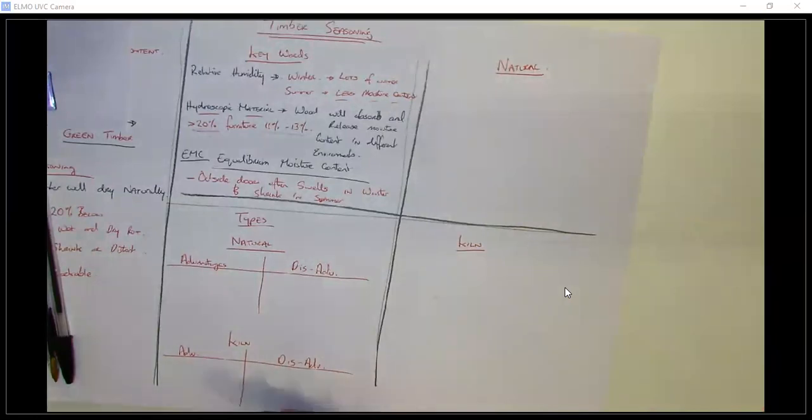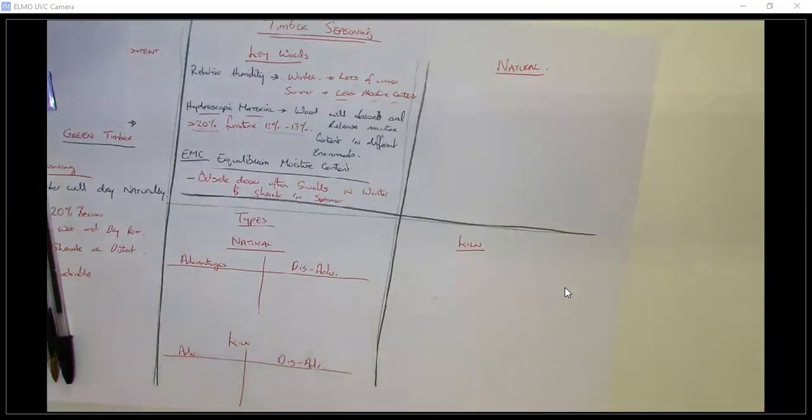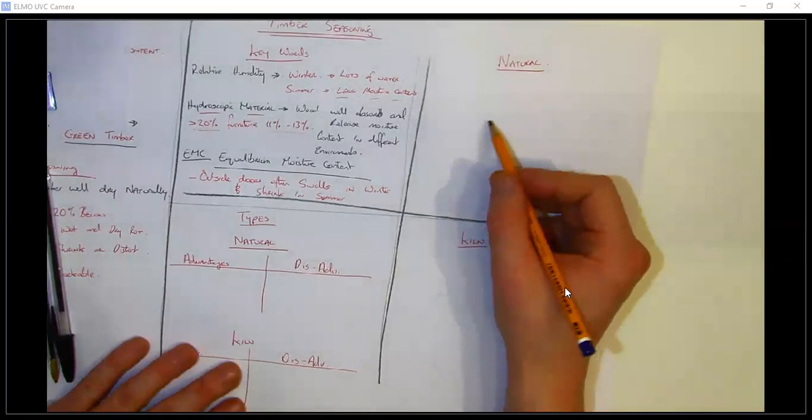Okay, we need to create an environment where there's not going to be any rain falling down on top of the boards, where there's not going to be moisture from the ground going up through the boards, and where the air can properly circulate. So when we think of natural air seasoning, guys, and it asks you to discuss it, you usually need to create a sketch to go with it. So just really quickly, I'm going to sketch out something here for you.